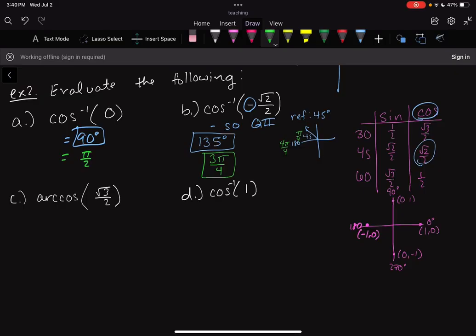Part C, we'll do arc cosine square root 3 over 2. So this one's positive. So that tells me that my answer is going to be in quadrant 1. If I go look at my table, it looks like my reference is 30 degrees. So that means that I'm looking for the angle in quadrant 1, reference 30 degrees. So just 30 degrees. In radians, that would be pi over 6.